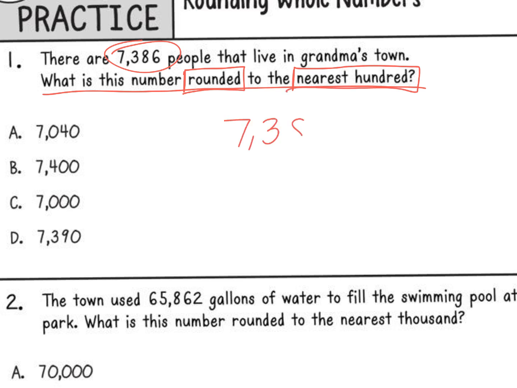So 7,386. What is this number rounded to the nearest hundred? Which means I need to underline the hundreds and circle the judge. So Shepherd, the judge is greater than 5. What happens to the 3? It goes up. And then what happens after? Very good. They turn to zeros. So my answer should be 7,000, B. Very good.